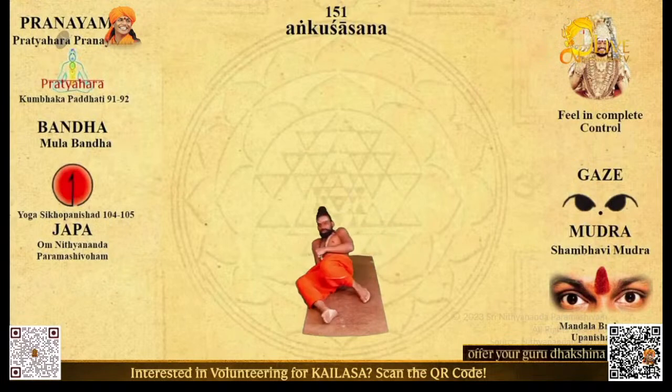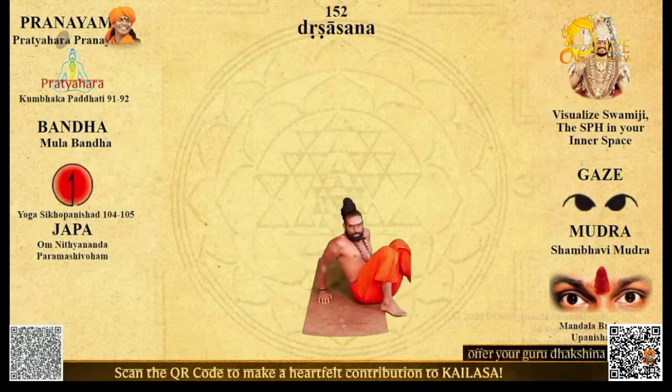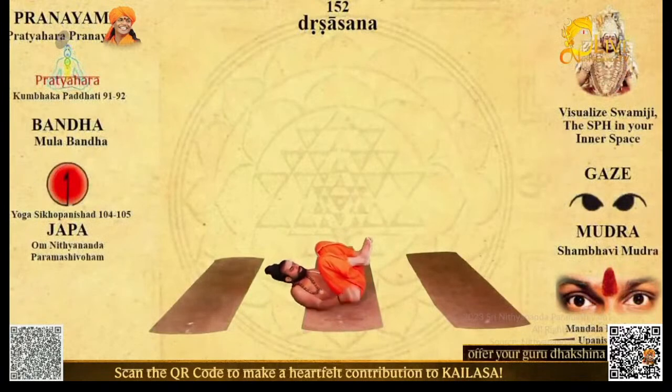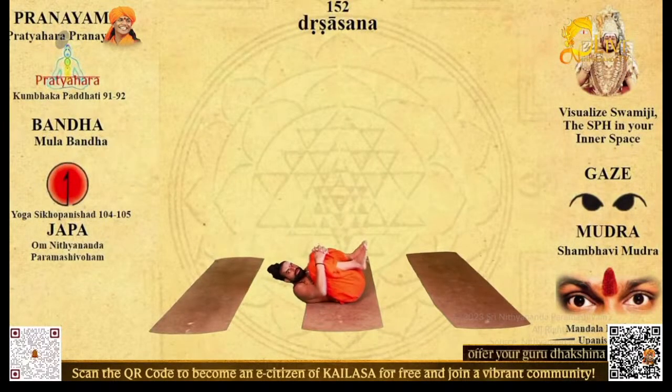Now the next asana is Vrasana. As you lie down on your back, bring the knees to the chest. Now encircle the knees, holding it with both the hands, left and right. Visualize Swamiji in a space.